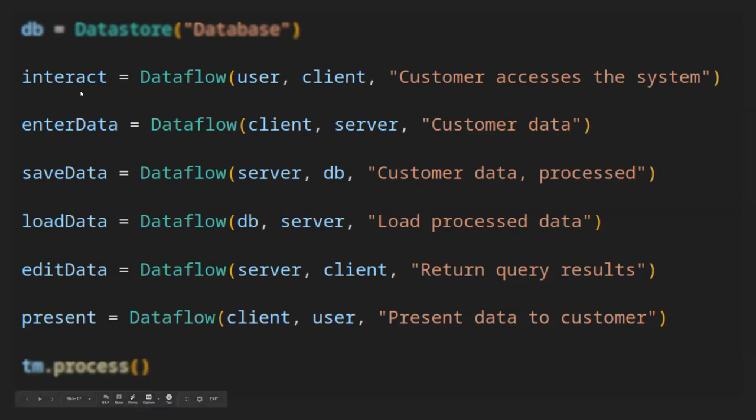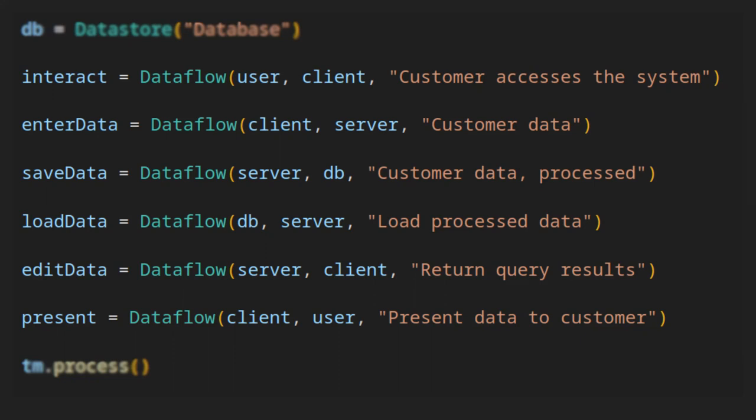That's a data flow that connects the user object to the client object. And what goes over that data flow, the customer accesses the system. Something basic, something clean, not a lot of detail at this point.